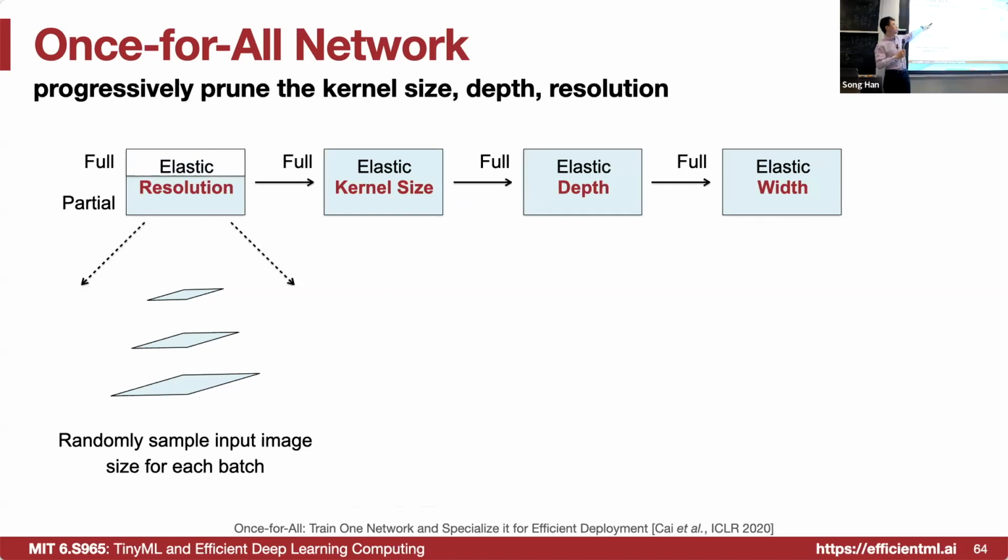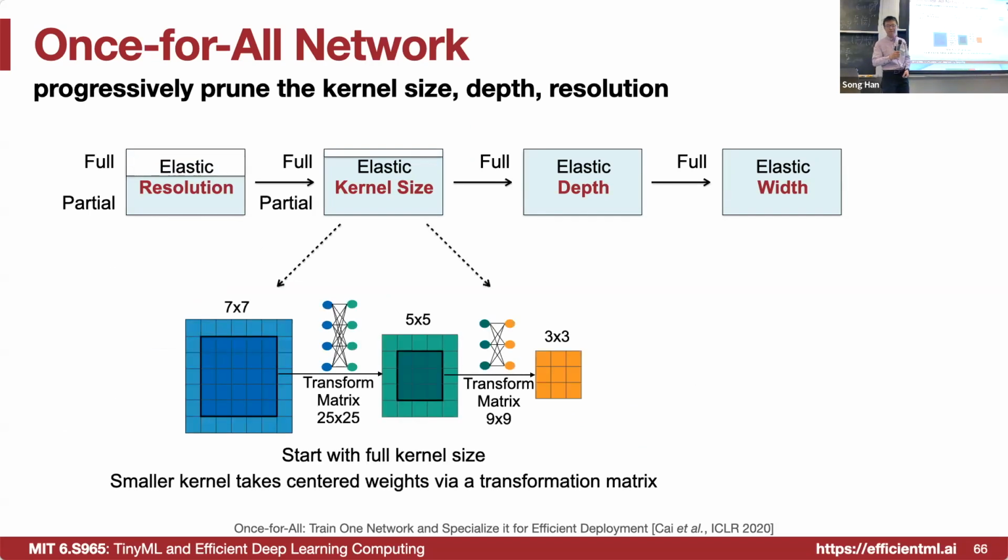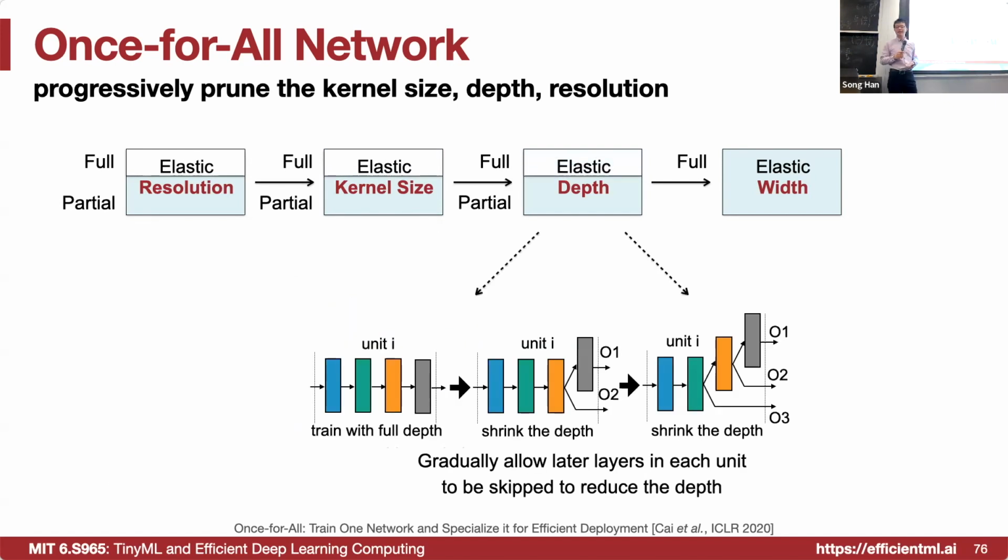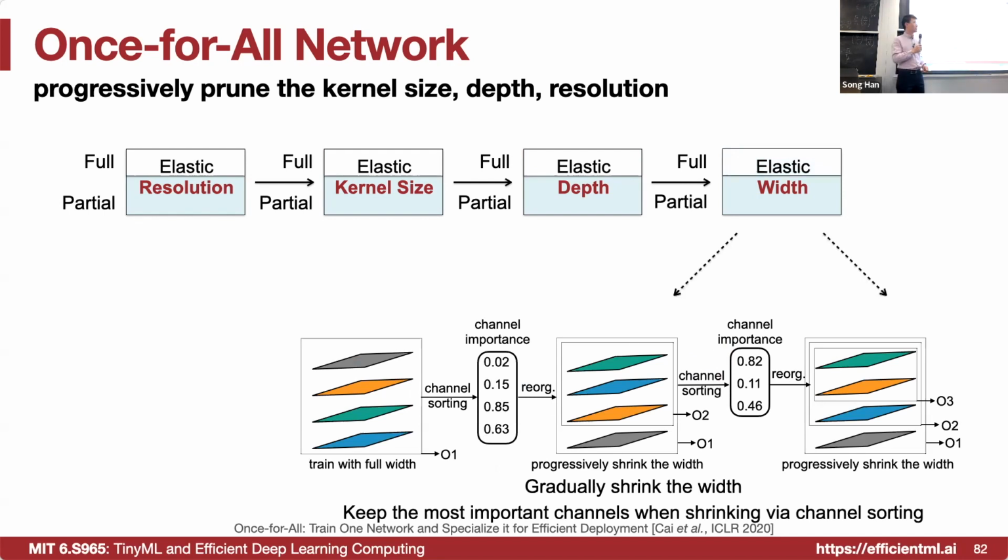So we shrink the resolution, from large resolution to small resolution, and the elastic kernel size from large kernel to small kernel, and elastic depth, all the depths or a shallower version of that, and train this elastic width, either all the channels or half of the channels, right? So this progressively prunes the kernel size, the depth, the width, and also the resolution, such that we can obtain this transformed network that has different subcomponents that can independently operate.